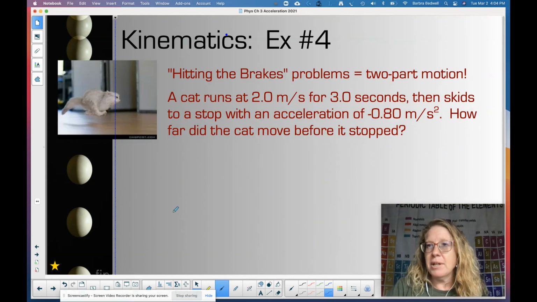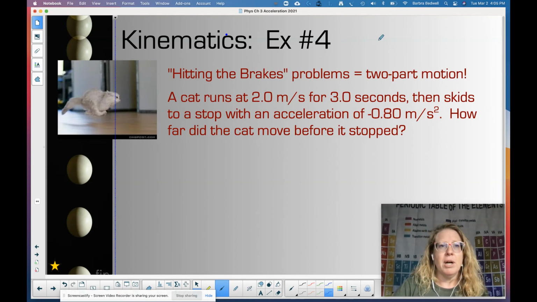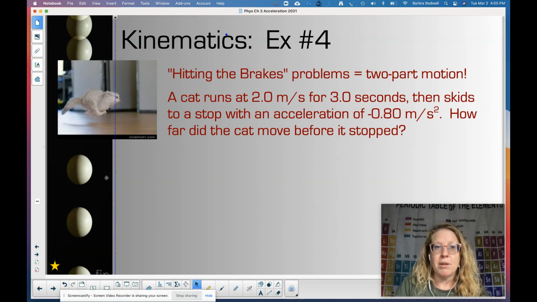All right, so here's our last one. This is our hitting the brakes problem. And these are a little bit hard simply because they are two-part motion. And again, I wanted to mention how this particular one works because it's one of those that sometimes can throw students off.